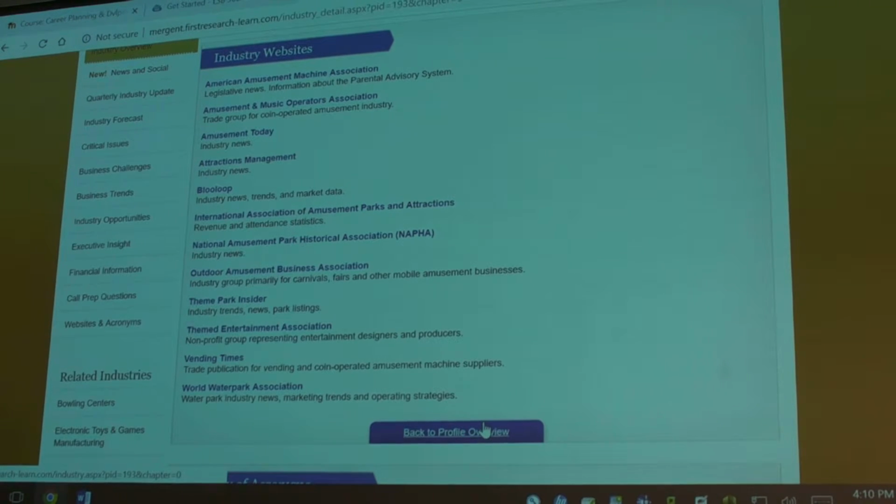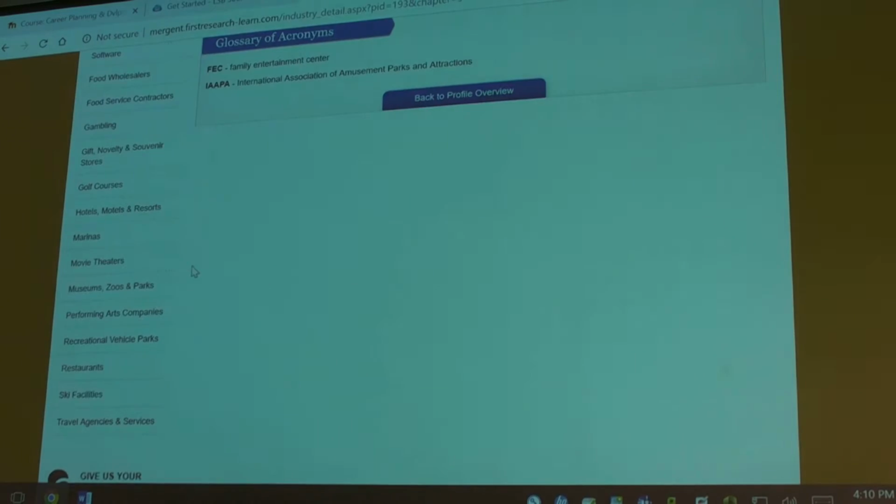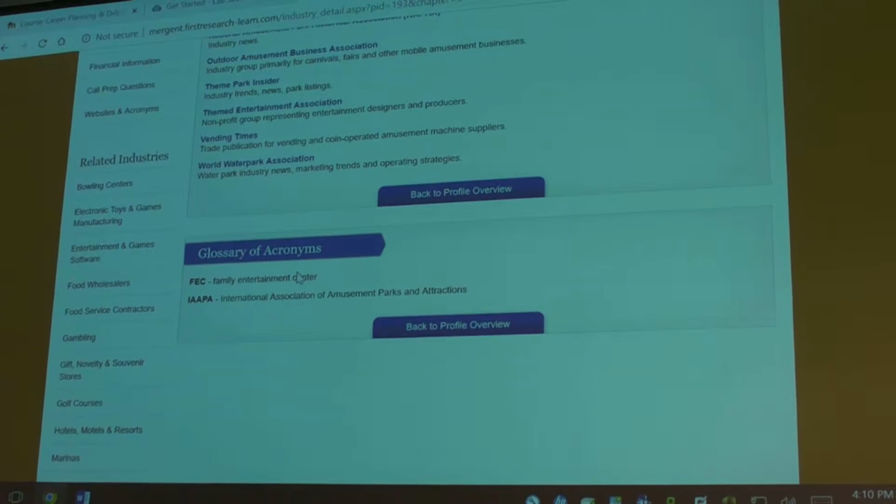So that might be another note to yourself, is go back and check out the websites and the acronyms. What do they mean by that? Well, every industry has its own jargon, its own language. If you could pick up on some of that jargon before you talk to someone in the industry, that's a good thing. And this is one way to do it.